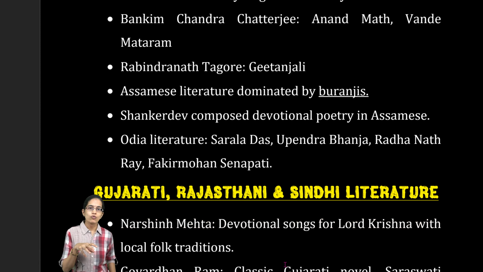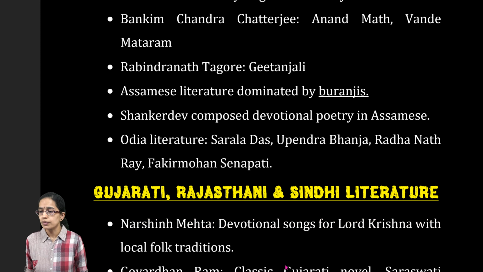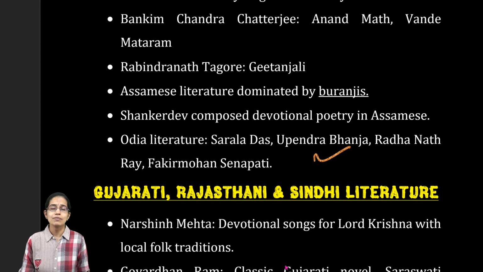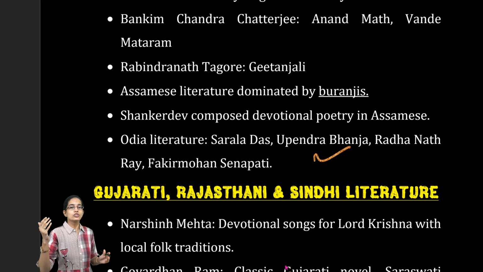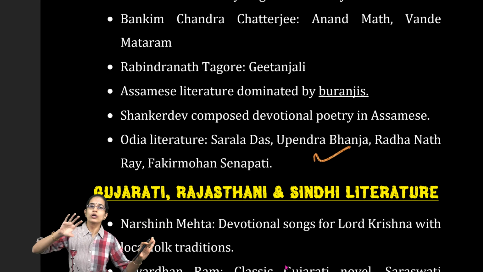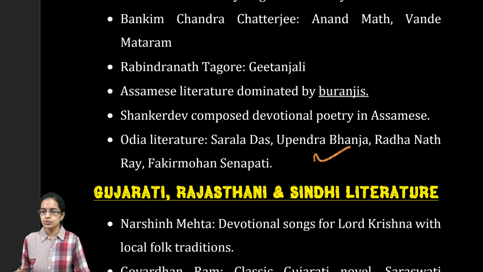Odia literature was again important. Sarla Das and Radhanath Rai were some of the major scholars of Odia literature, and Assamese literature was dominated mainly by the Burunjis during this time. Now, this was one of the sects. So, this was about East India. Coming on to the west of India, you had Gujarati, Rajasthani and Sindhi language streams that were important.